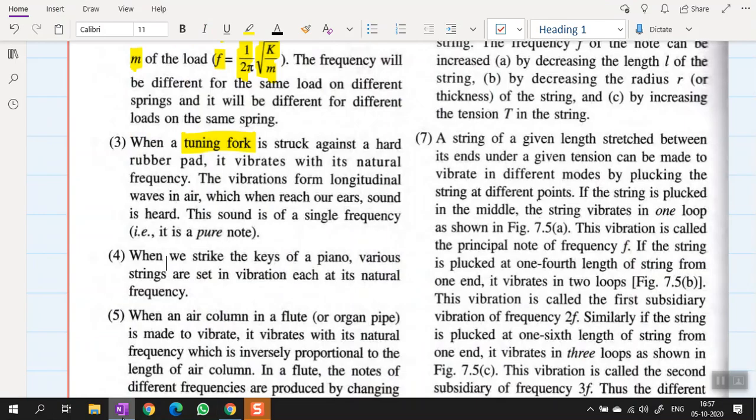Okay, so tuning fork, when this tuning fork is struck against a hard rubber pad, it starts vibrating with its natural frequency. The vibrations form longitudinal waves in air, which when they reach our ears, sound is heard. This sound is of a single frequency. That is, it is a pure note.